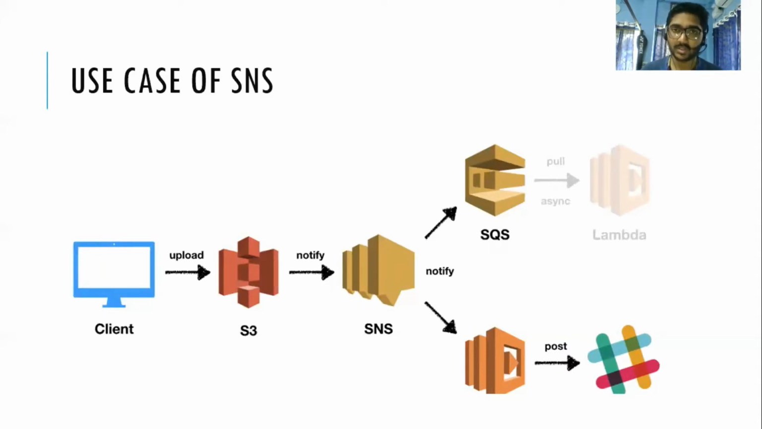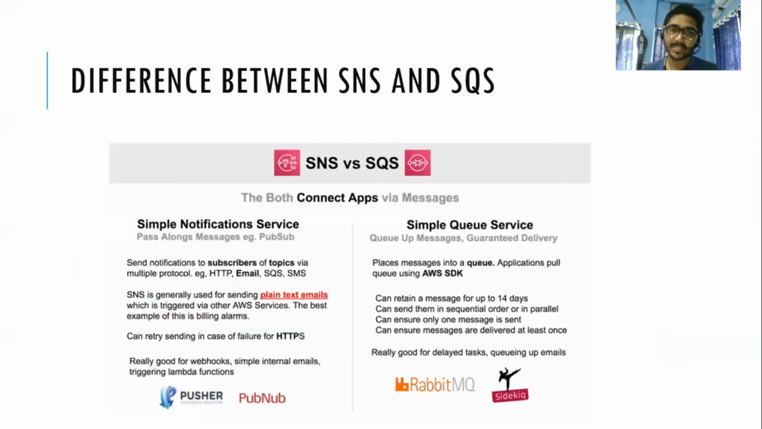In this slide, it beautifully depicts the difference between SNS and SQS. SNS we have already discussed. It is a notification service. It is a PubSub model. Whenever a publisher publishes something, the subscribers who have subscribed to the channel get the notification. It works like that. And what is SQS?